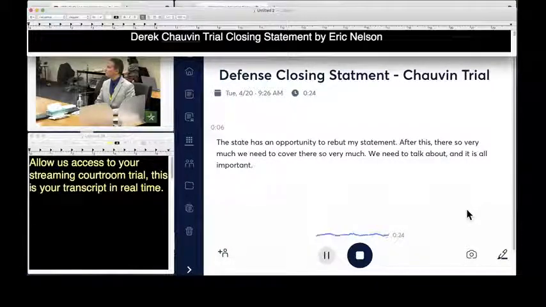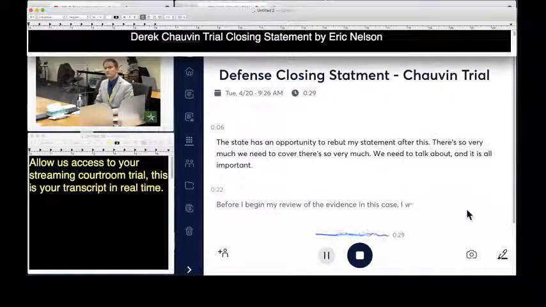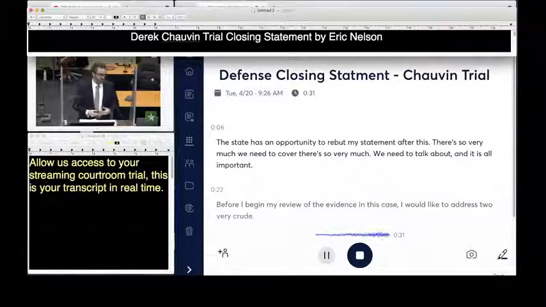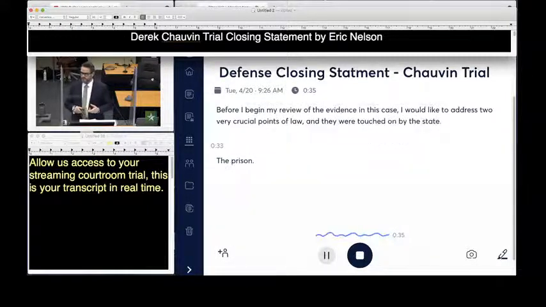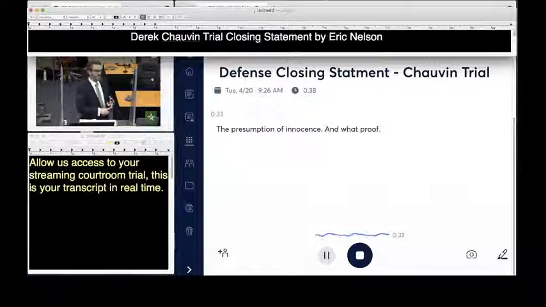Before I begin my review of the evidence in this case, I would like to address two very crucial points of law, and they were touched on by the state: the presumption of innocence and what proof beyond a reasonable doubt means.